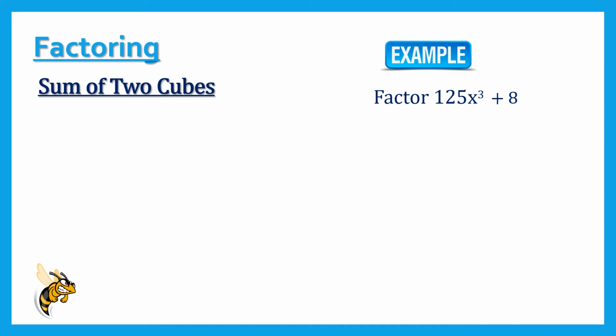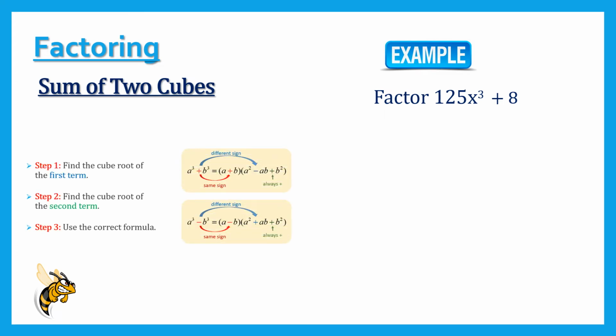Let's take a good look at the sum of two cubes. Factor 125x cubed plus 8. Let's remind ourselves of the steps. The first thing I want to find out is what is the cube root of 125x cubed, and that is equal to 5x. Then I want to know what's the cube root of 8, and that is equal to 2. Now remember that 5x is the value of A, and the 2 will be the value of B.